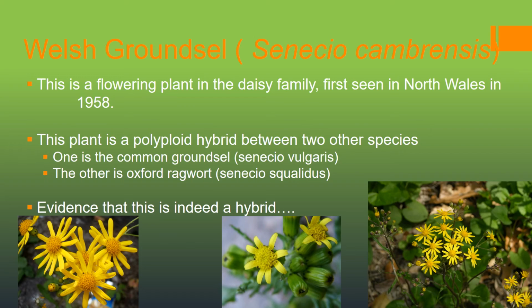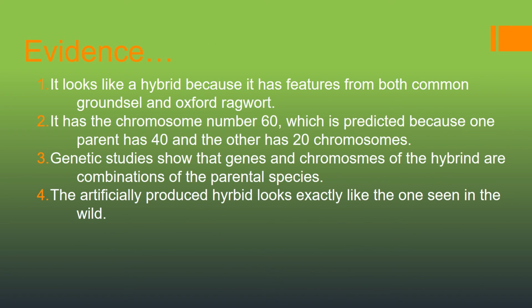The Welsh groundsel. This is a flowering plant in the daisy family, first seen in North Wales in 1958. This plant is a polyploid hybrid between 2 other species. One is the common groundsel and the other is the Oxford ragwort. But now let's look at the evidence that proves that this indeed is a hybrid. Evidence that this is a hybrid.